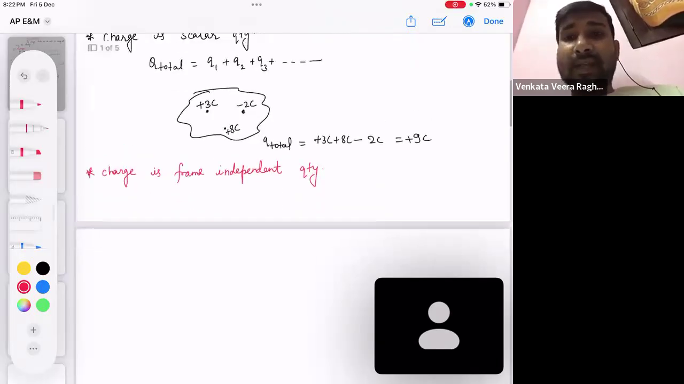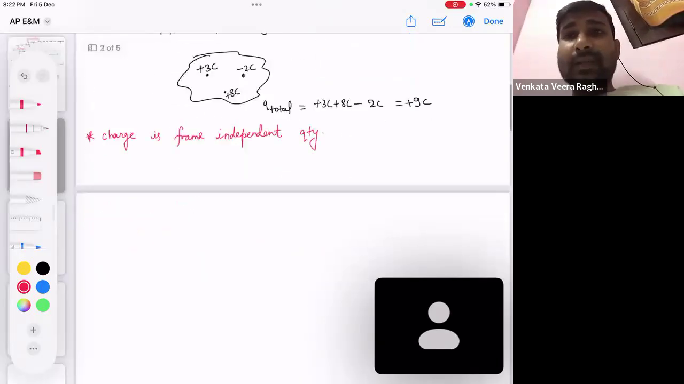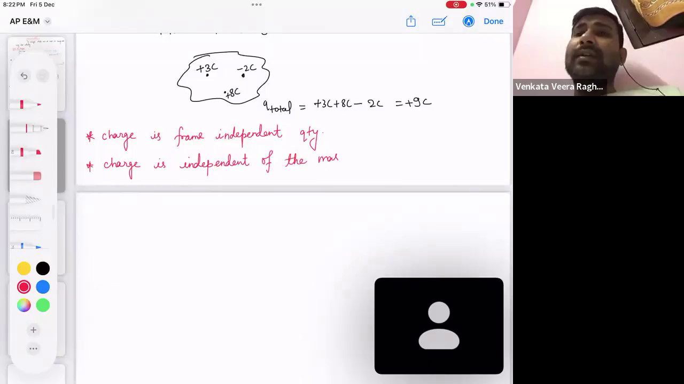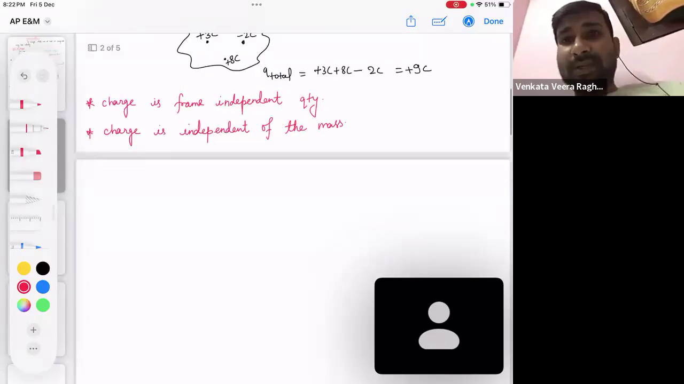Clear? Next point. Charge is independent of the mass also, you can say that, okay? A body's charge does not depend on its mass. Clear? That is another point you can write. Charge is independent of the mass as well.